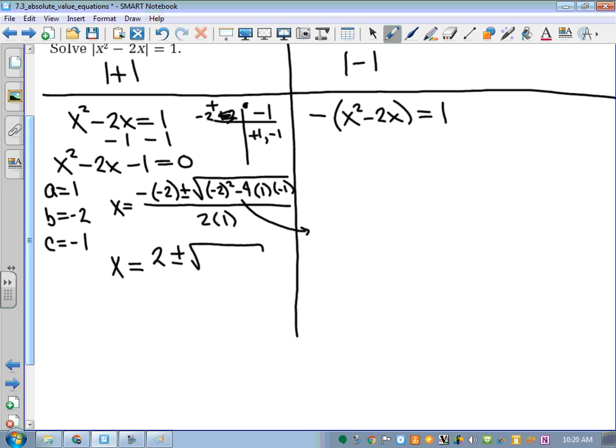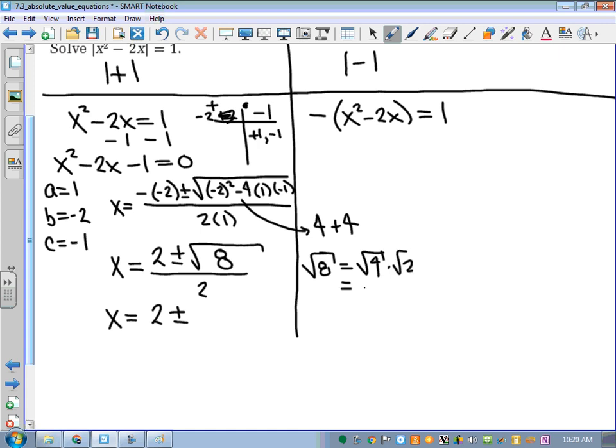Negative 2 squared is 4. Negative 4 times negative 1 is positive 4. So we have 2 plus or minus root 8 over 2. When we simplify that radical, it's 2 plus or minus, again, I'll just do that over here, that root 8 is the square root of 4 times the square root of 2. So it can be written as 2 root 2.